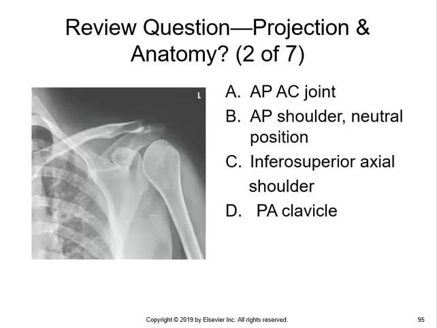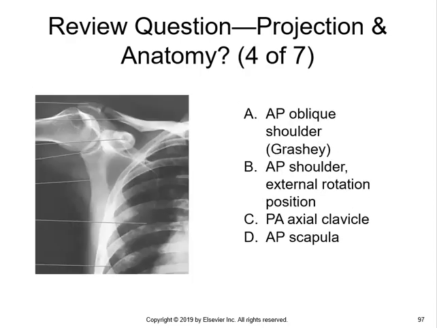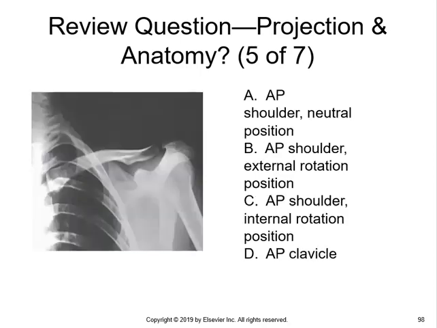So neutral rotation, AP of the shoulder, axillary view, which is your Lawrence, your inferior superior projection. So telltale sign that this is not an AP of the scapula is the humerus is at a 90 degree angle. You just don't put the patient's humerus at a 90 degree angle for the AP of the shoulder.